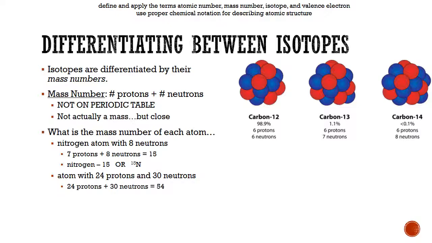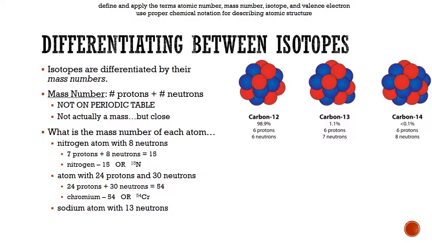Well, 24 protons plus 30 neutrons is 54, and that would be chromium-54, because chromium is atomic number 24 if you look at your periodic table. So we either just write it with the whole name, chromium-54, or we'd use the symbol, and again, both of these we would simply read as chromium 54.